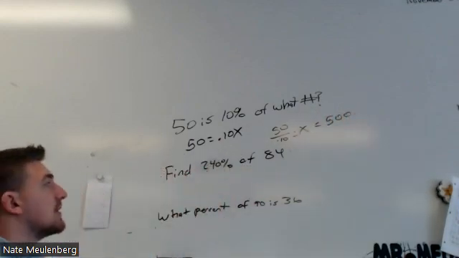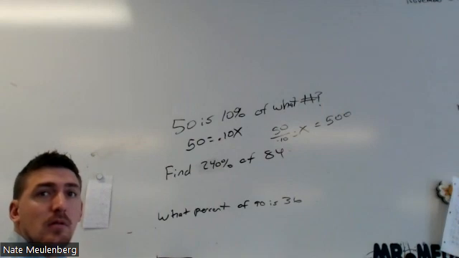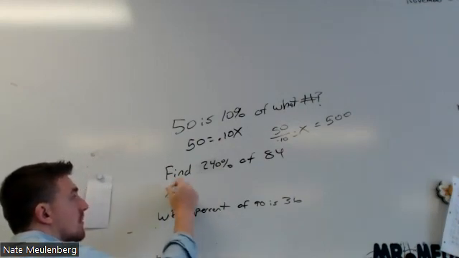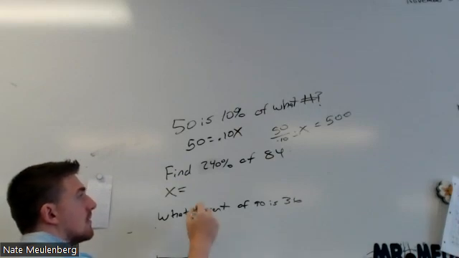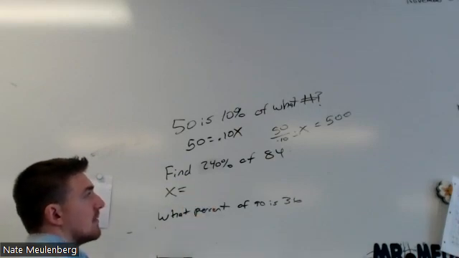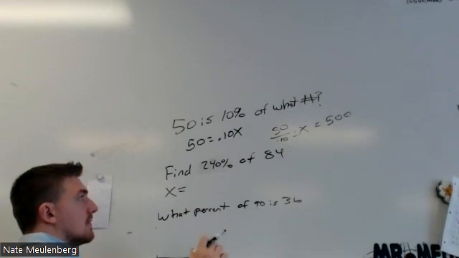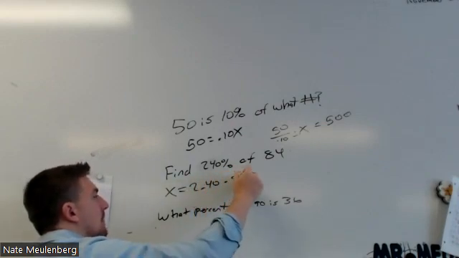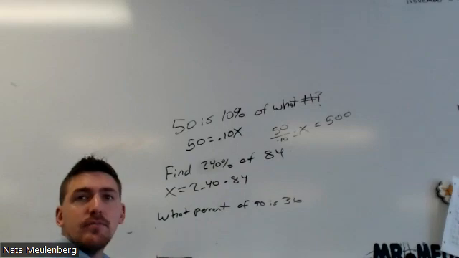Can anyone tell me how to rewrite the next one? So X equals 240 times 84. How do you write 240% as a decimal? 2.40. Yeah. 2.40 times 84. Use your calculator. What do you get when you do 2.4 times 84?